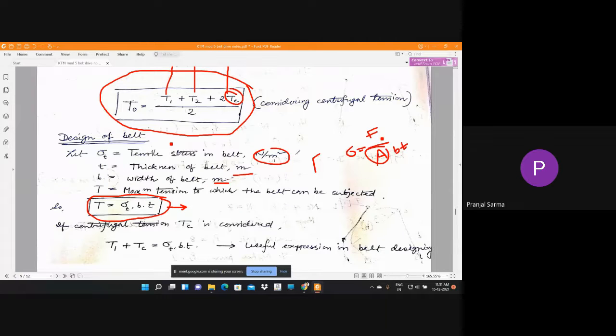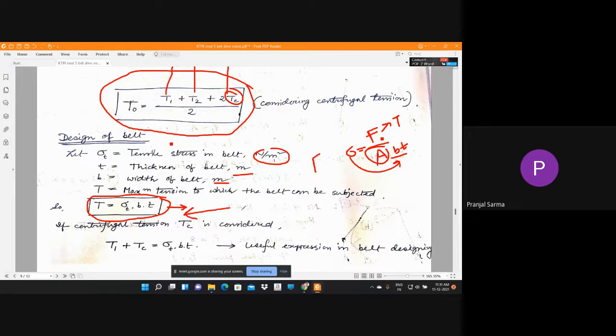We are talking about stress. Stress is basically force per unit area, so that is F by A that we can write. In the case of the belt, if the thickness of the belt is t and the width of the belt is B, then the cross-sectional area becomes B into t. That means I can write B t in place of A. And F, which in our case is the tension, tension also being a kind of force, so T becomes sigma B t. This is what is written here.